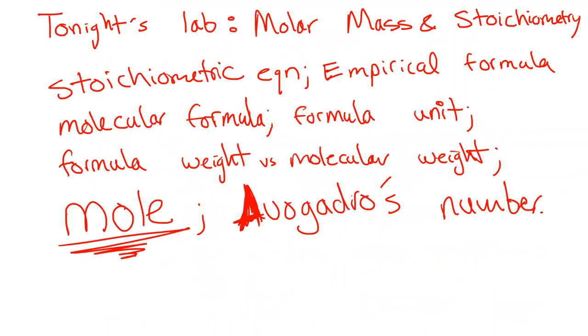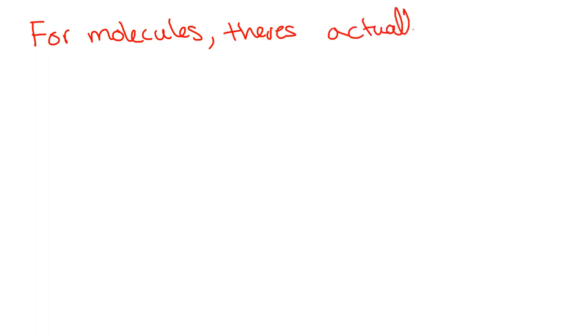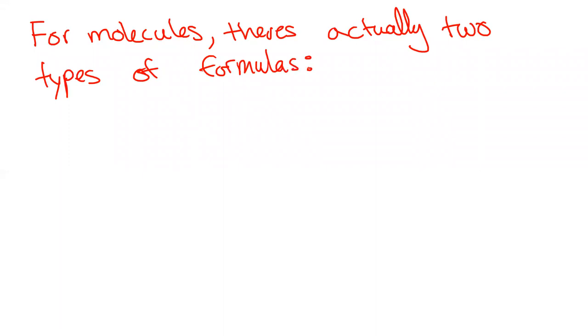Now, that takes us back to this set. We haven't talked about the empirical formula yet. We've talked about the formula weight and the general idea of a molecular weight, okay? Now, for molecules, there are actually two types of formulas, okay? The empirical formula and the molecular formula.